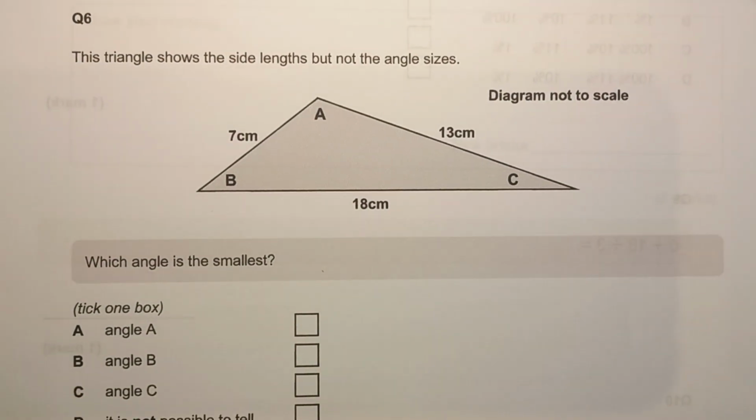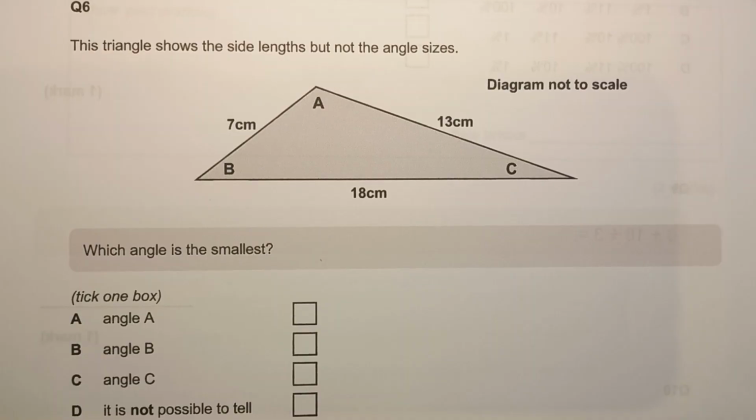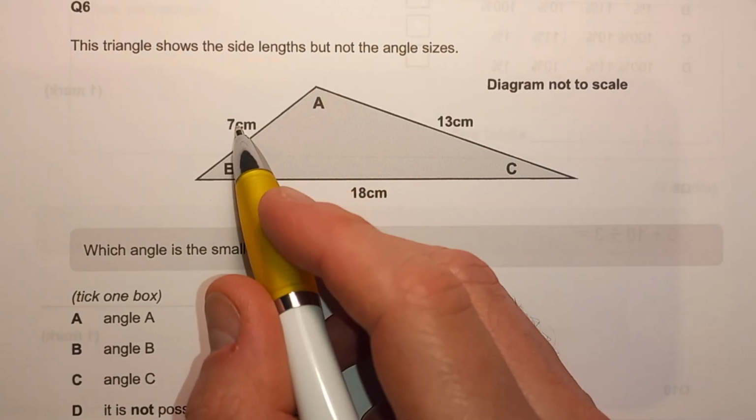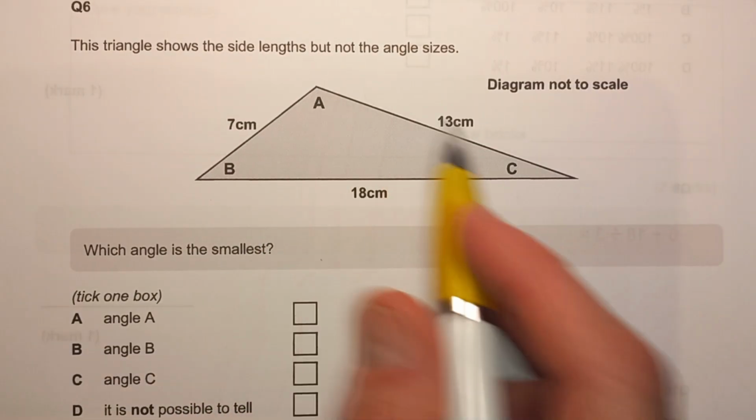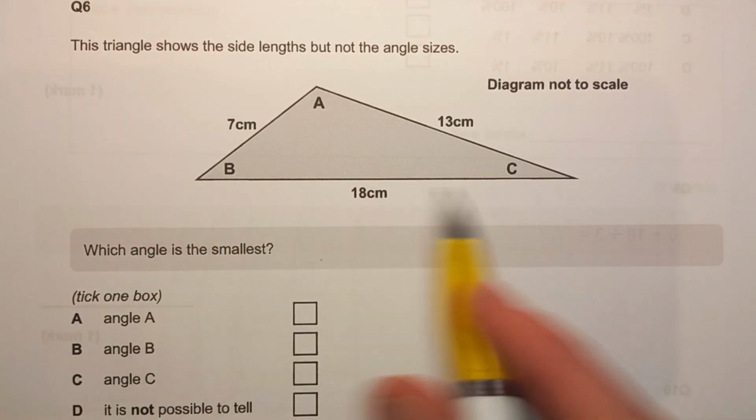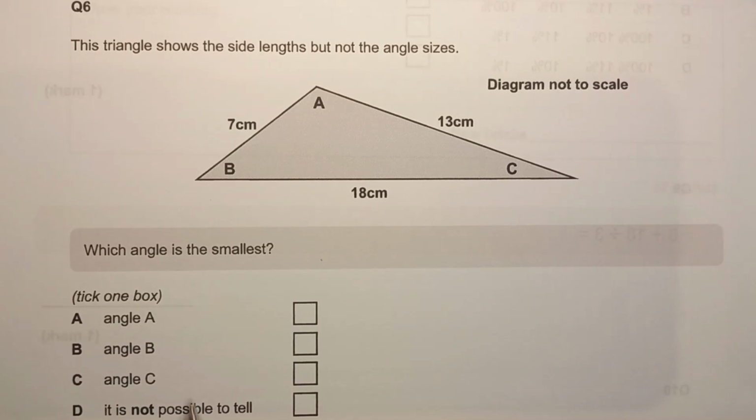Okay, question 6. This triangle shows the side lengths, but not the angle sizes. So we've got from A to B it's 7 centimetres, from A to C it's 13 centimetres, and from B to C it's 18 centimetres. Which angle is the smallest?